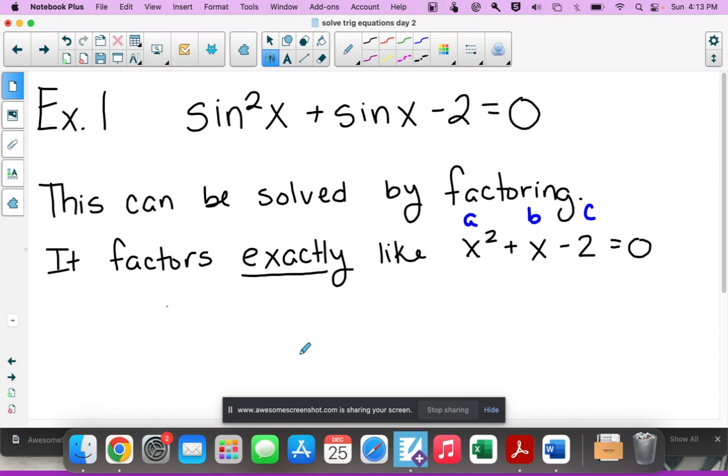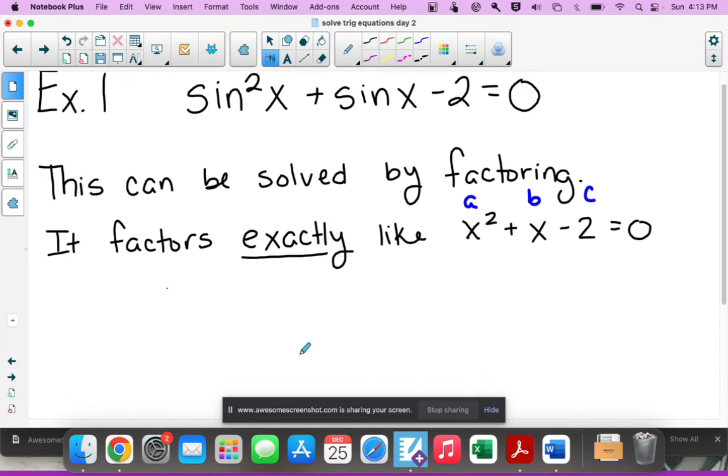By doing the inverse like you did the first day we started solving. So go ahead and we'll break it down. We'll do the product and the sum just to make sure you've got it. But here your product is -2, right? 1 times -2, and your sum is 1. So that is 2 and -1.